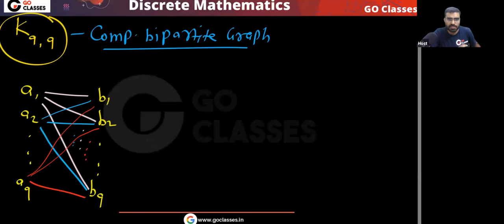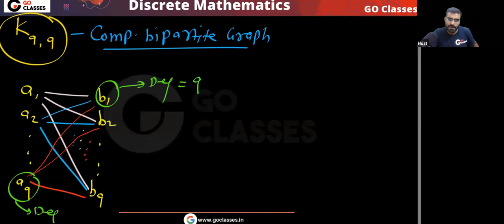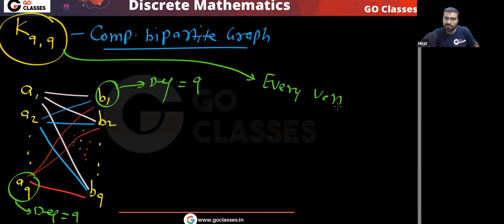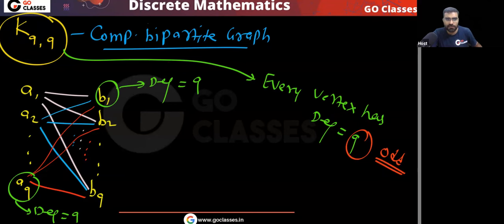Now you tell me, in this graph, what is the degree of every vertex? What is the degree of this vertex? The degree of this vertex is 9. Every vertex has degree 9, and that is odd. So I can say this graph definitely does not have an Euler circuit. Yes or no? In this K99, there is no Euler circuit.